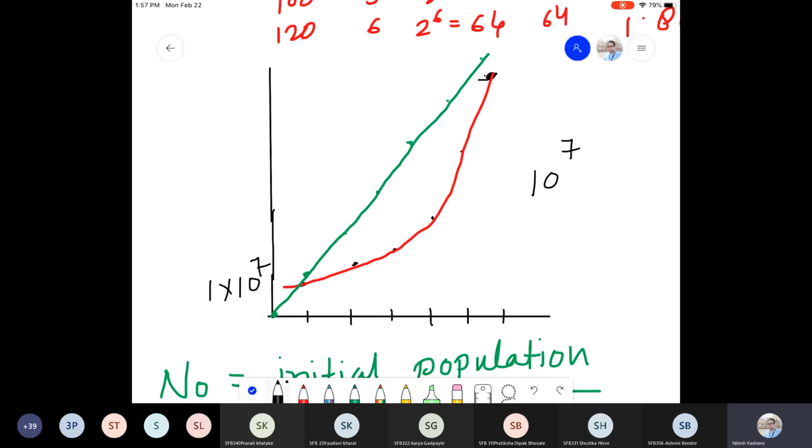फिर 1 करोड़ का 2 करोड़ हो गया, तो हमें वहां पे 2 करोड़ इतना स्केल बढ़ाने की जरूरत नहीं. We can just write 2 into 10⁷. 3 करोड़ के लिए 3 into 10⁷. तो इस तरह से by using the log we can minimize the scale and we can plot a graph.